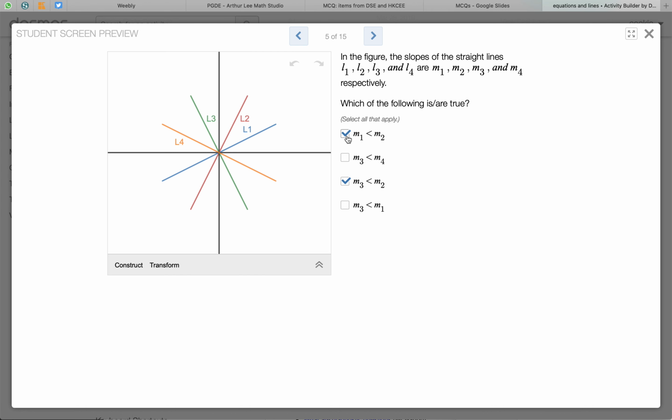This one, the choices are given as a figure, as a picture for them to choose. So these are also pictures created in the Desmos so that the student can easily choose the answer.